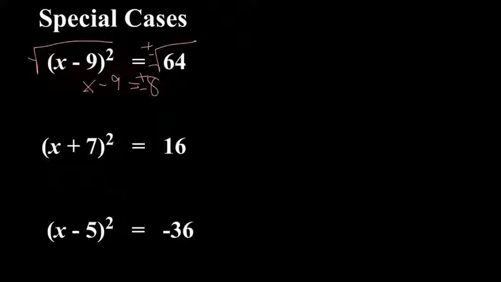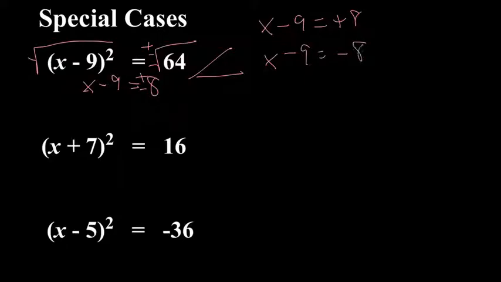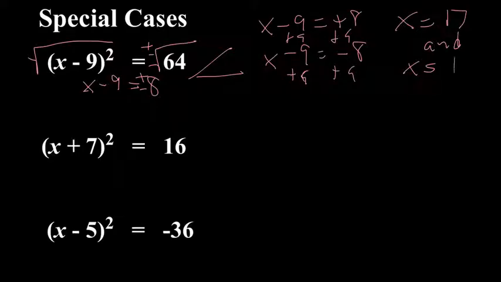Now, when that happens, we take x minus 9 equals positive 8, and we split it into two. The other one is going to be x minus 9 is equal to negative 8. For both of those, you're going to add 9 to both sides to continue the solving process. And you end up getting x is equal to 17 and x is equal to 1, because negative 8 plus 9 gives you 1. And this would be your answer there.